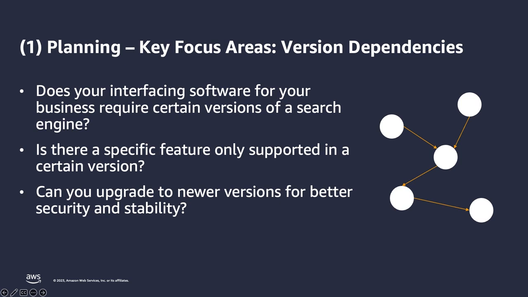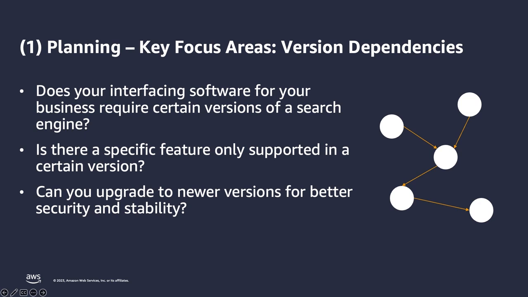Other things to consider is if there are any specific features that are supported only in certain versions of your search cluster. If you have an Elasticsearch cluster, for example, and there are some commercial or premium subscription features, you need to evaluate whether those specific features are also supported with Amazon OpenSearch Service, or supported in a different way.